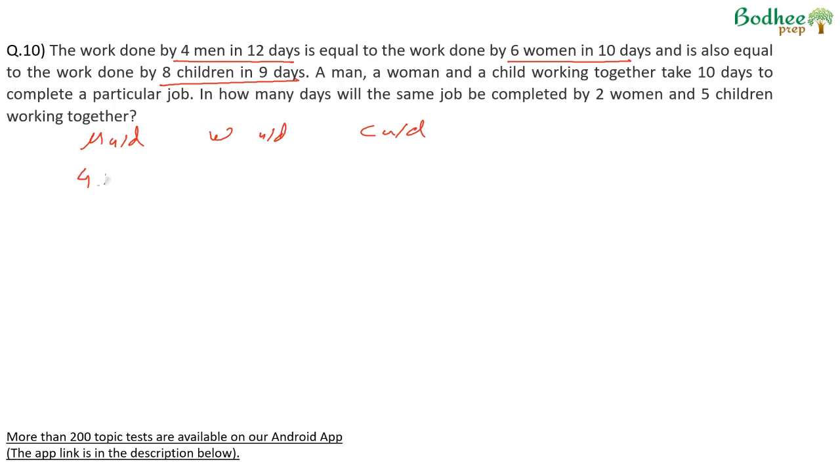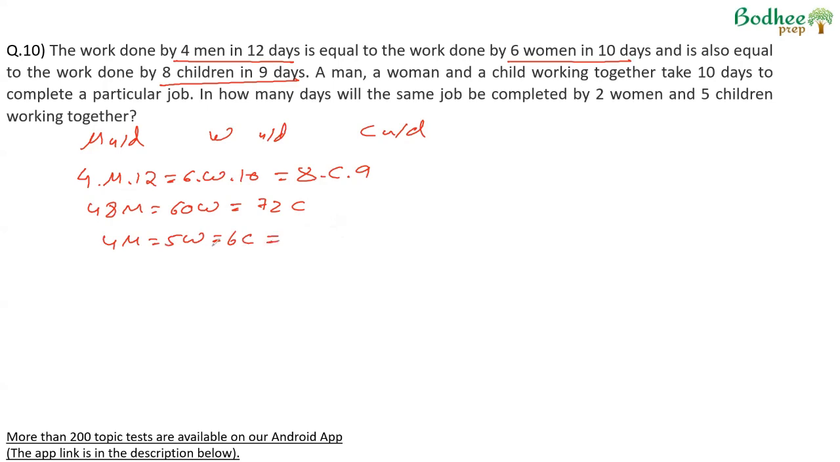So 4 into M into 12 is equal to 6 into W into 10. 6 women for 10 days is also equal to 8 children for 9 days. So 48M is equal to 60W is equal to 72C. We can divide by 12. So 4M is equal to 5W is equal to 6C.